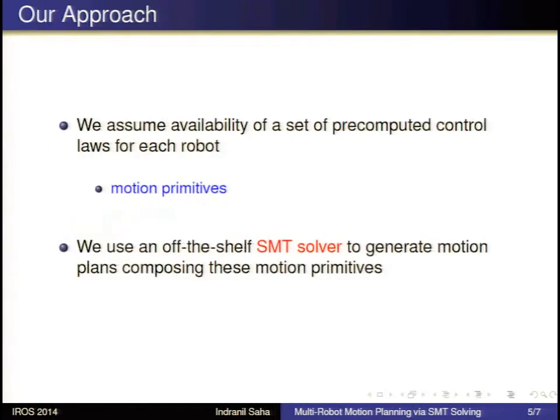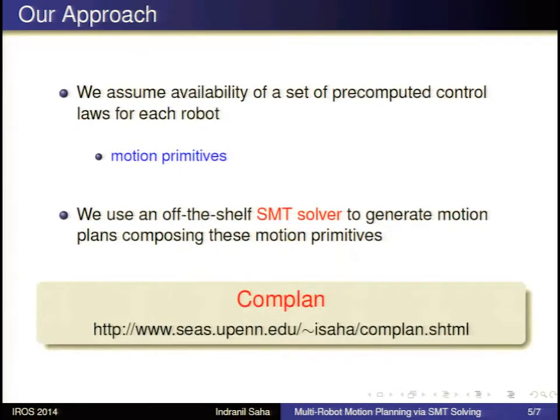In our approach, we first develop a set of control laws that can be used to control the robots into defined configurations. The closed-loop behavior of the robots under the action of these control laws is called motion primitives. We use an off-the-shelf SMT solver to generate these trajectories automatically by sequentially composing these motion primitives. We have developed a tool called Complan, which is available for download.